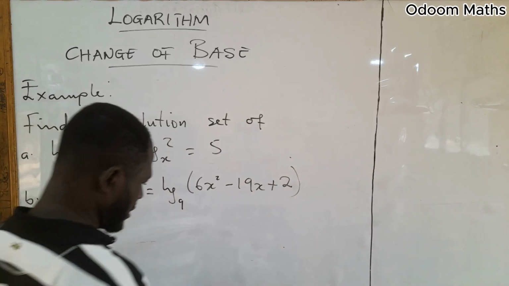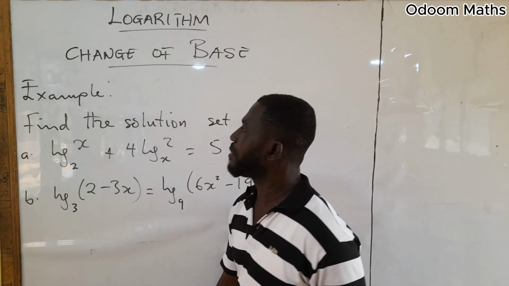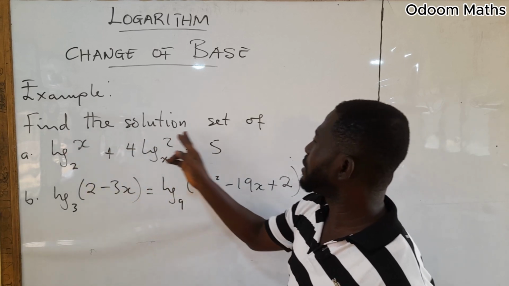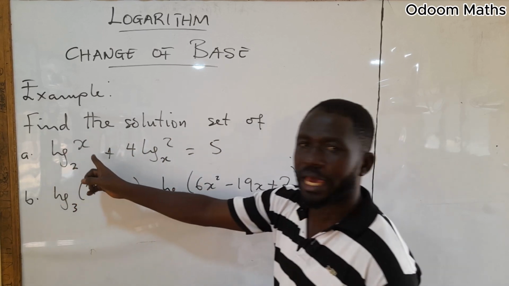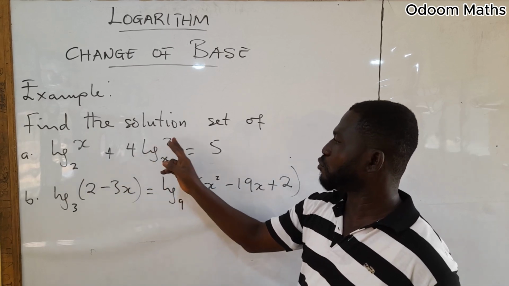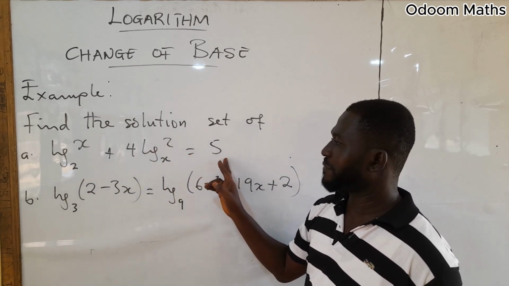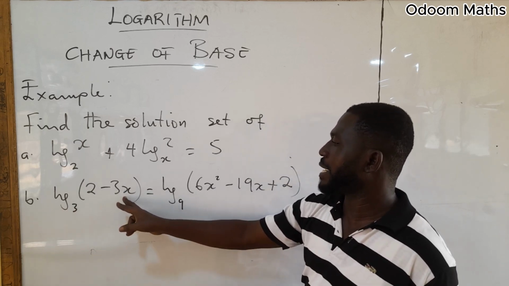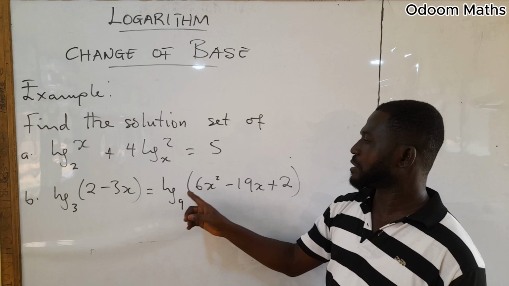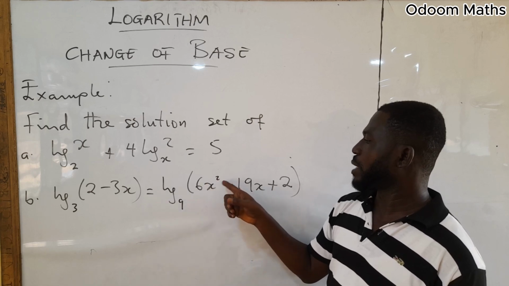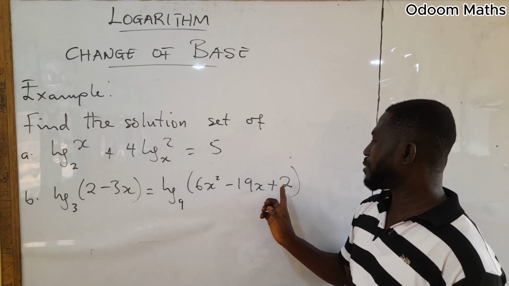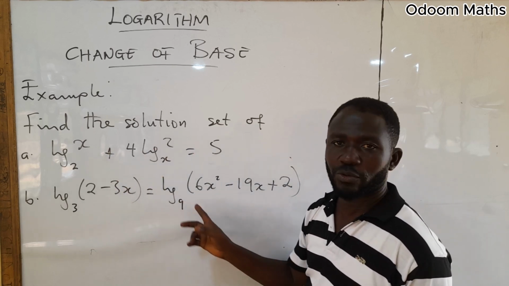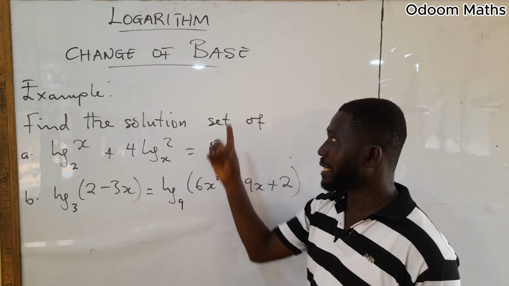So let's look at these two examples first. Now the first one, find the solution set of A, log x base 2 plus 4 log 2 base x equals 5. B, log of (2 minus 3x) base 3 equals log of (6x squared minus 19x plus 2) all base 9. So let's take this one first, then after we'll look at this one and solve more examples under change of base.